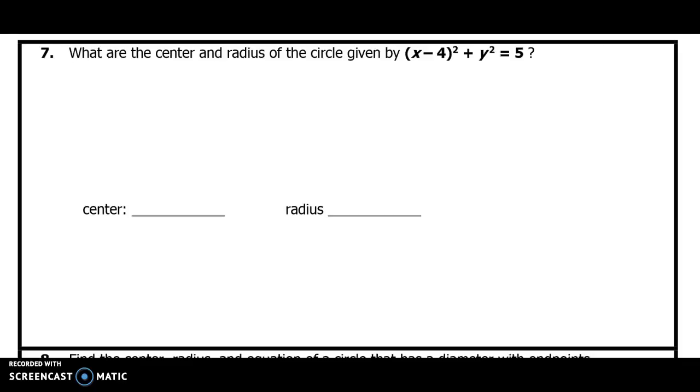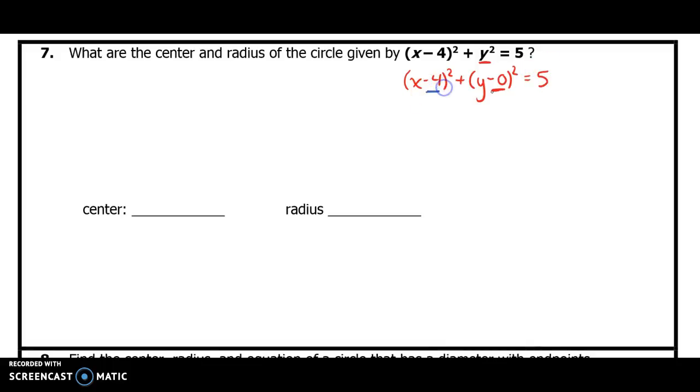For number 7, it's just a matter of recognizing what the equation of a circle in general looks like. So here, I notice that the y is just kind of on its own being squared, so it may help you to rewrite that, so the x minus 4 getting squared. If you wanted to, you could say that the y, well, nothing has been subtracted, so a y minus 0 before it got squared, and that equals 5.